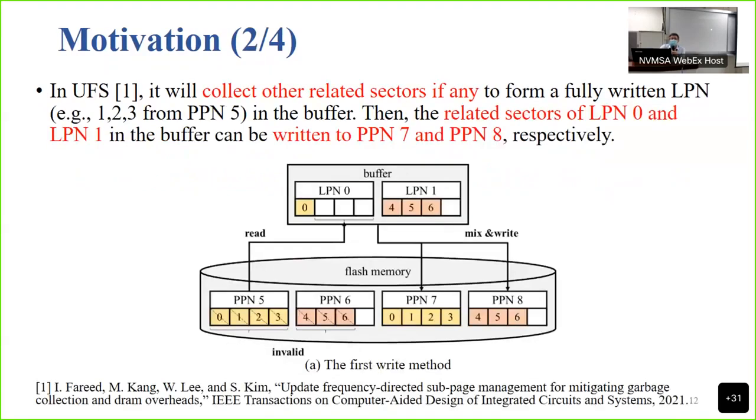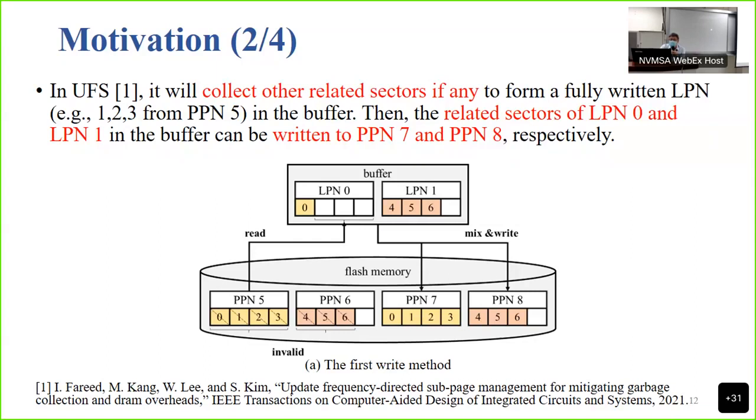In the previous study, in UFS, for example when LPN0 is written to flash memory, it will collect other related sectors, if any, to form a fully written LPN. For example, if you want to write LPN0 from the buffer to flash memory, UFS has to collect the other related sectors 1, 2, 3. So it will read from PPN5 to form a fully written LPN, and then write to another new page, maybe PPN7. And then the old page will become invalid.